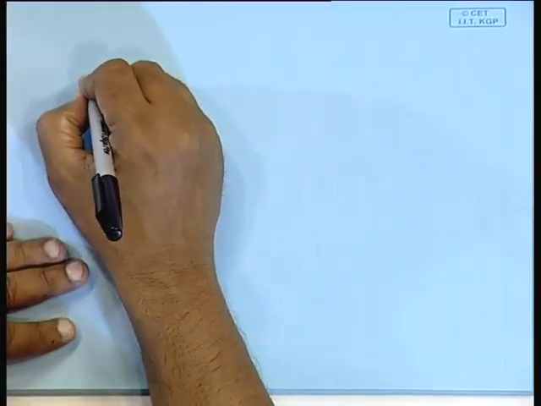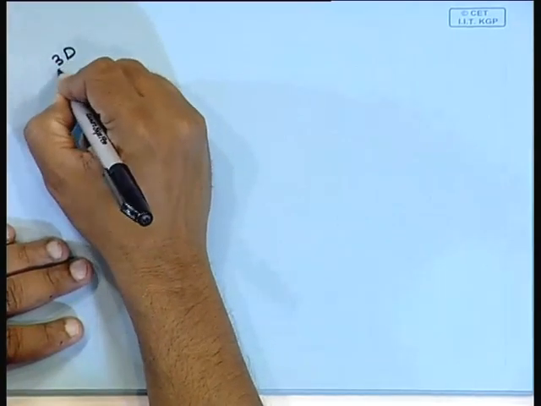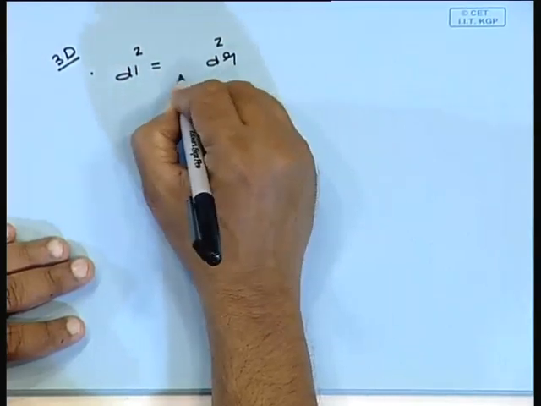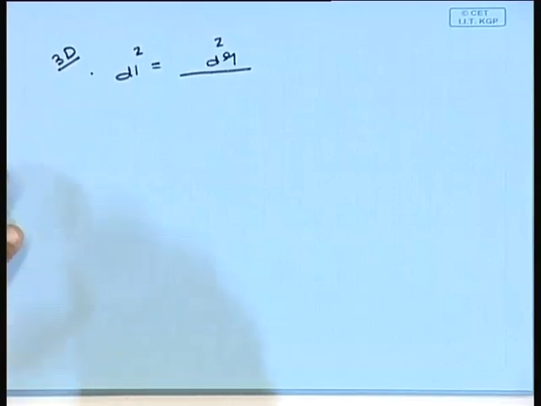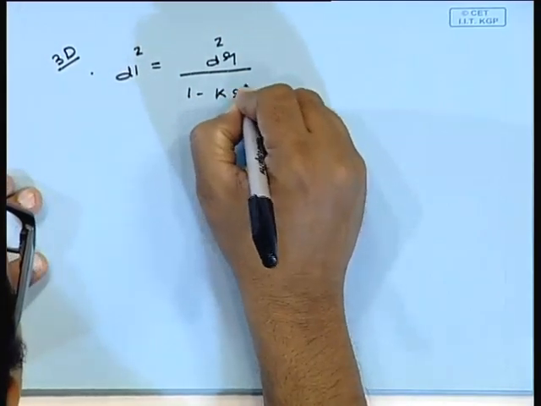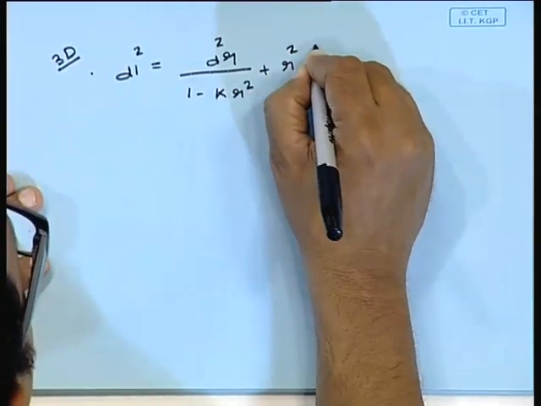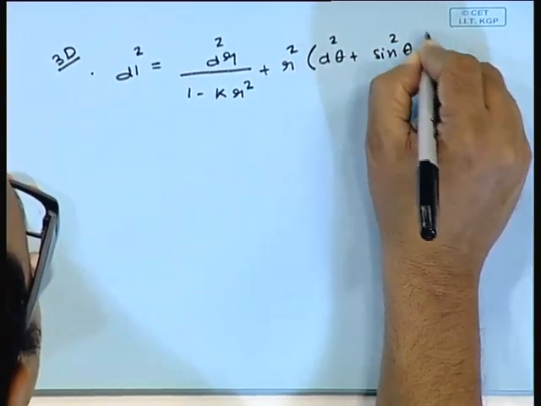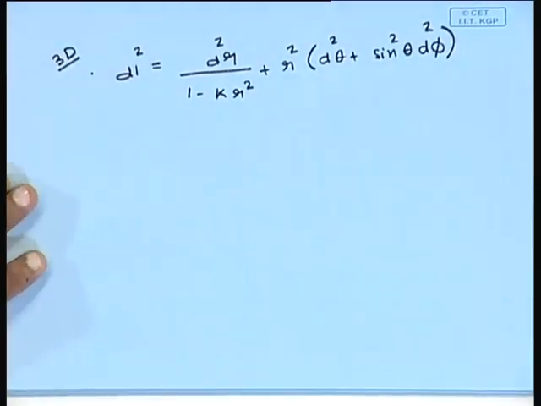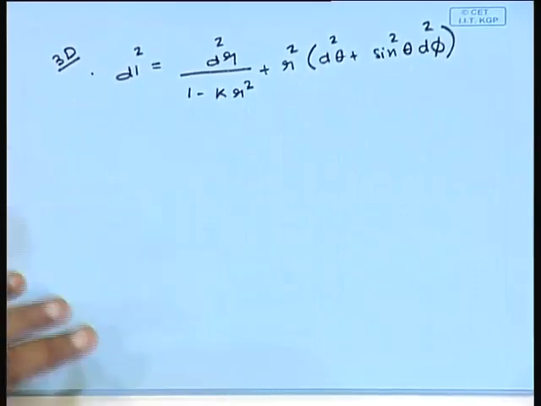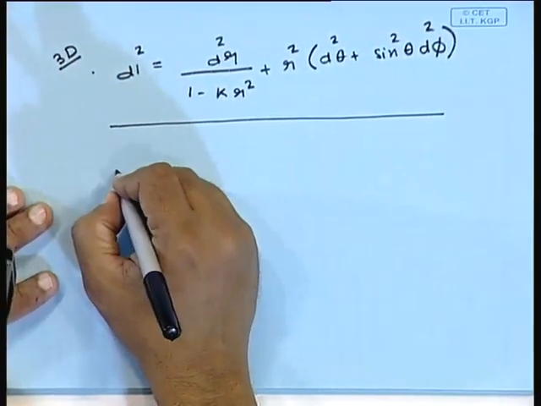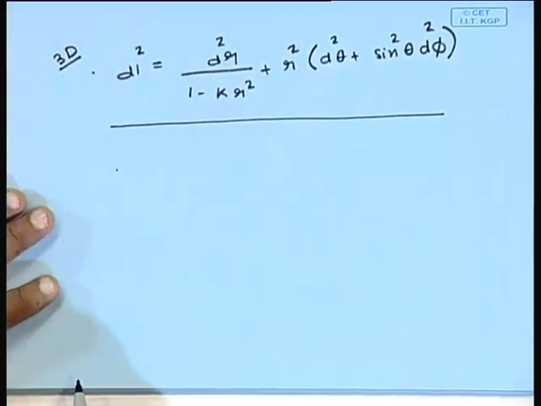We would like to interpret a 3-dimensional space whose line element dl square is d square r over one minus k r square plus r square into d square theta plus sin square theta d square phi. Okay, we want to interpret this 3-dimensional space which has a line element like this. Now, it is convenient to introduce a new variable. So, let us do that.